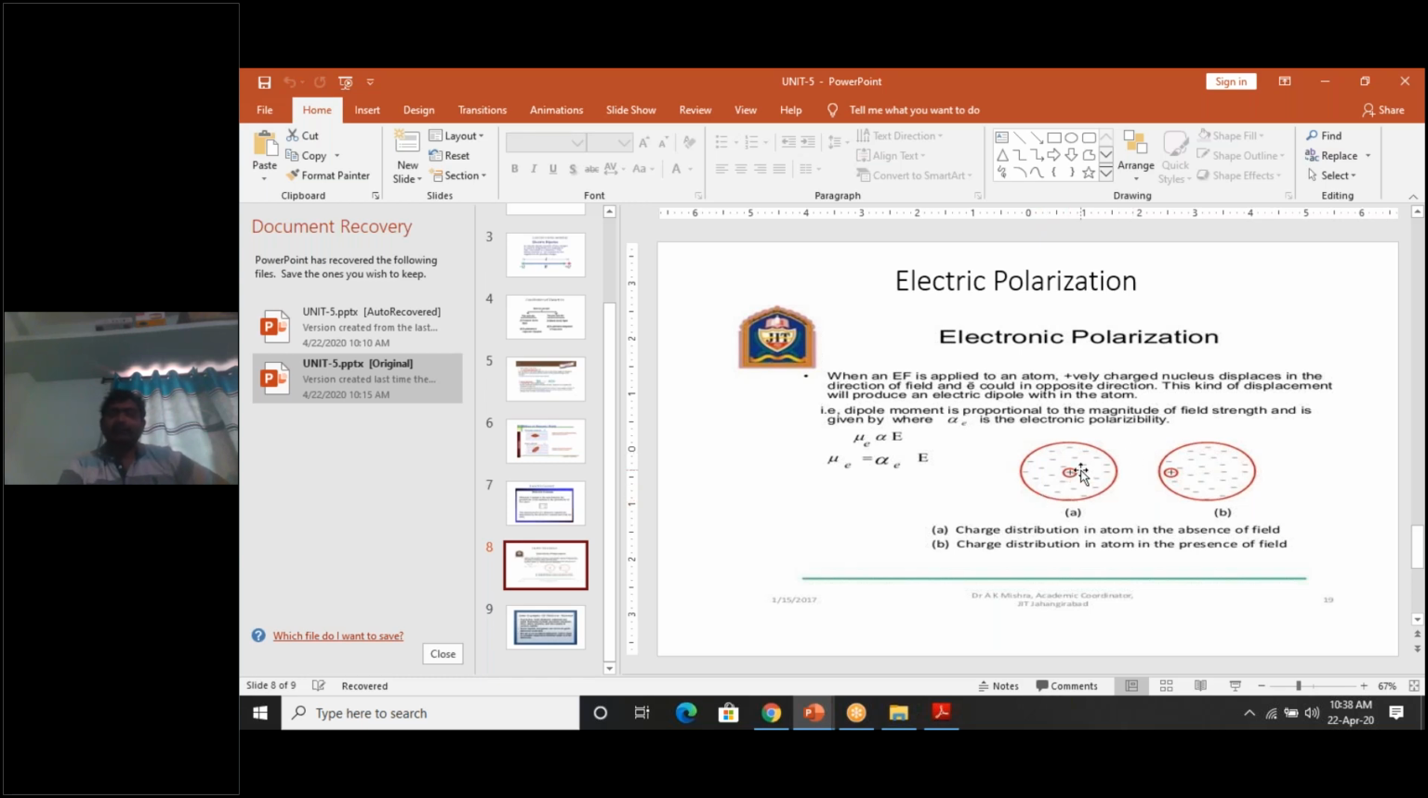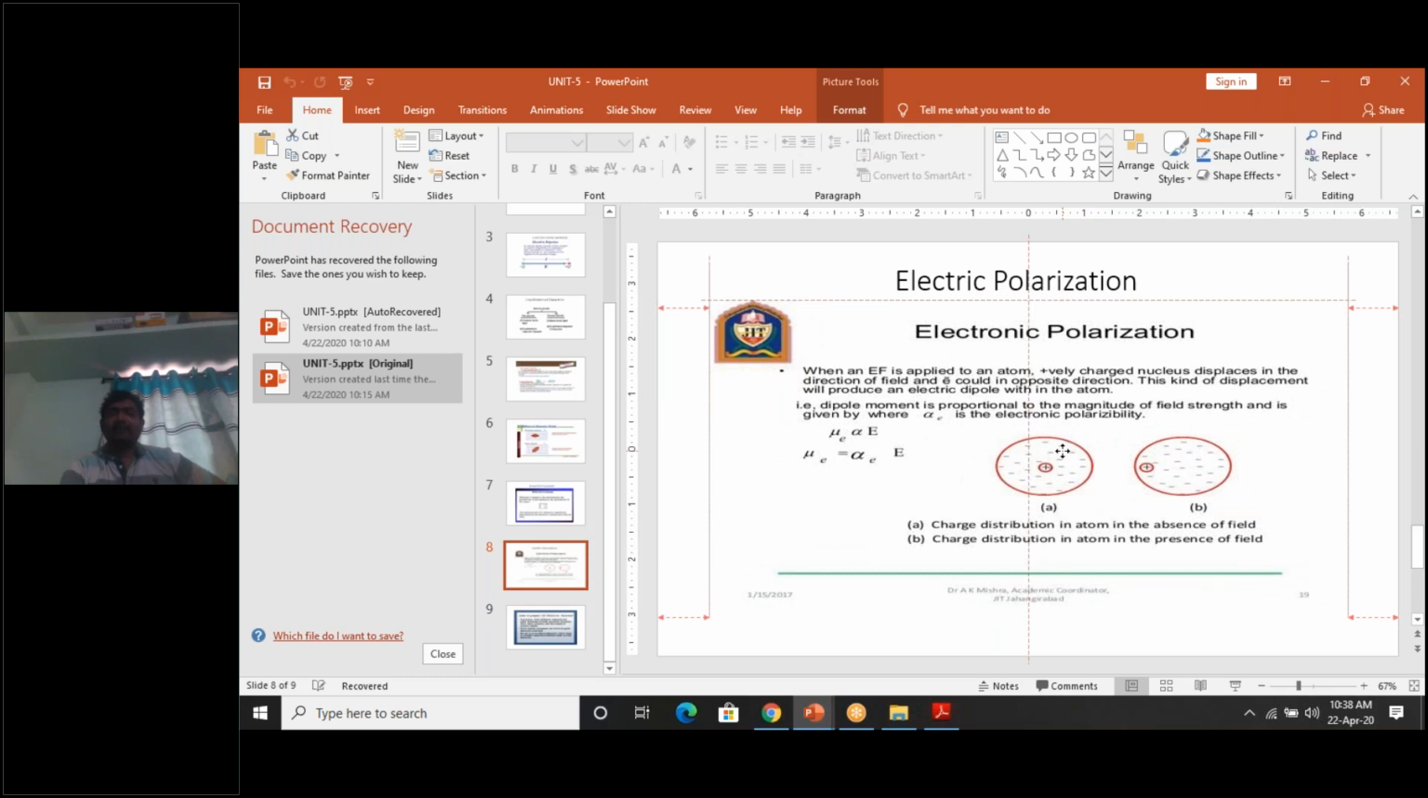Okay. Around the nucleus, what do we have? Electrons. So all these minus symbols are electrons. Electrons revolve around the nucleus, and this big circle is representing what? The atom. So this big red circle is the atom, and this small circle is the nucleus. If you observe clearly, in between the nucleus and the red circle boundary, negative charges are there. Electrons revolve around the nucleus. So classically we can represent the atom like this. This is the atom without application of any electric field.